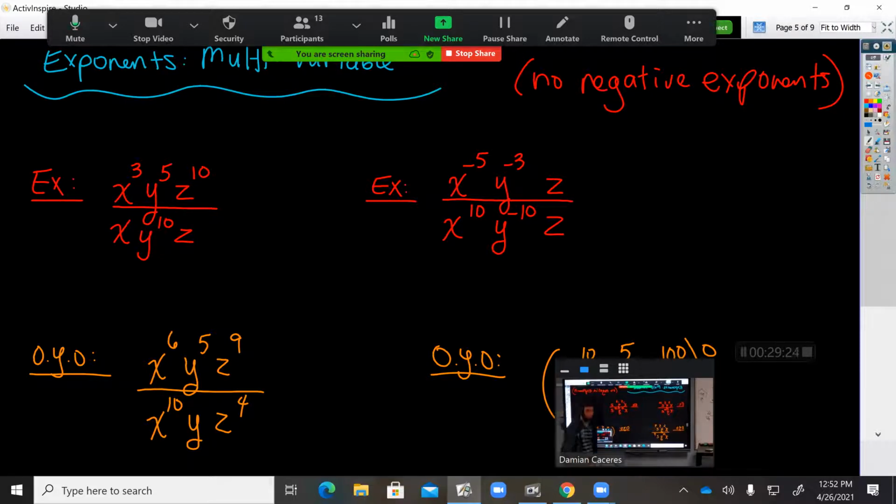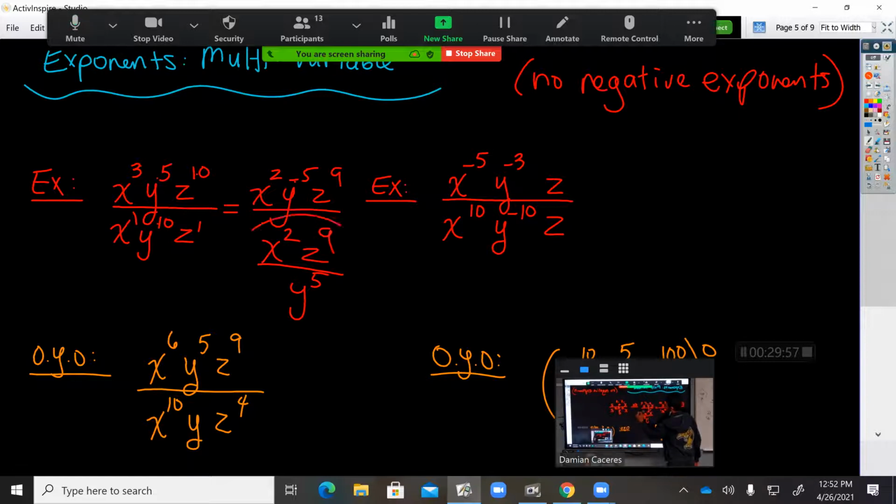So the first thing we do is subtract exponents. So we get 3 minus 1, which equals x to the 2nd. We get 5 minus 10 is y to the negative 5. And 10 minus 1 gives you z to the 9. Now, whichever one has a negative exponent, put it to the bottom of the fraction to make it positive. Whatever didn't move to the bottom is still on top. So it's x squared z to the 9 over y to the 5.